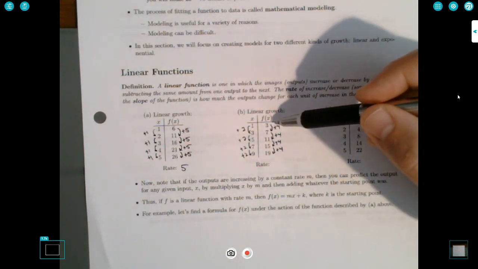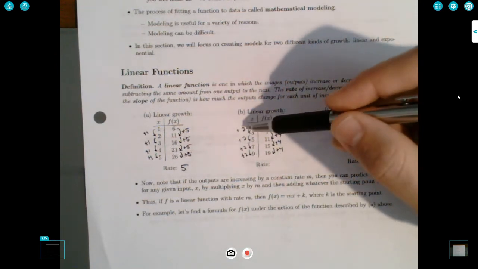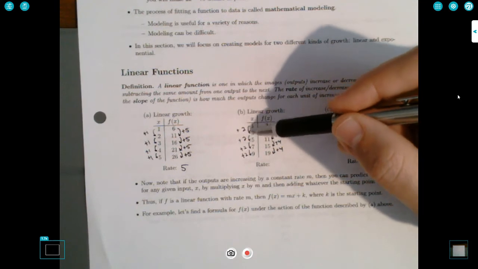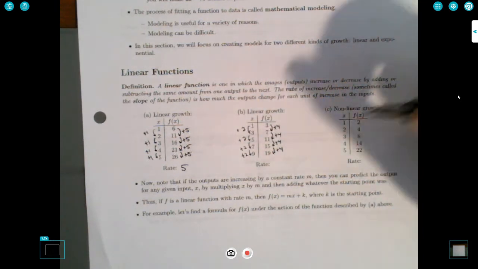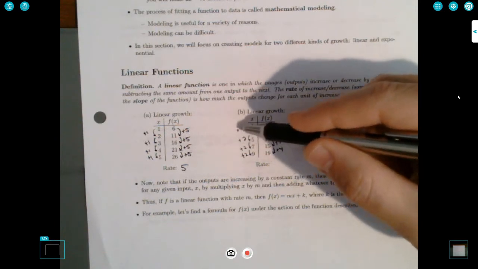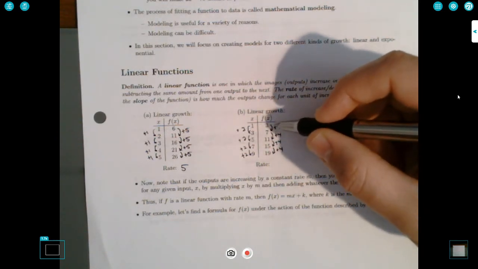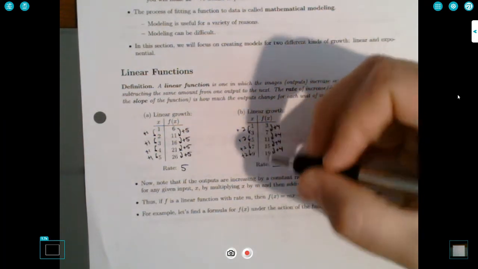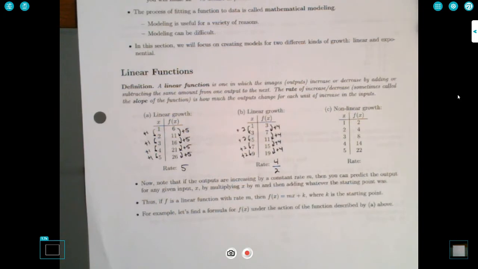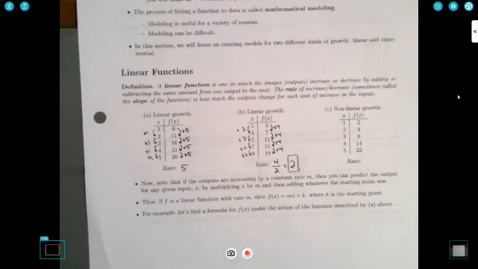Here, you might be tempted to say that the rate is 4. But it's not, because you're not increasing by 1 unit on your inputs here. You're increasing by 2 units on your input. So you have to divide by the increase in your inputs, right? So the rate would really be the increase in your outputs divided by the increase in your inputs. Okay? So the rate is really 2 for this example.